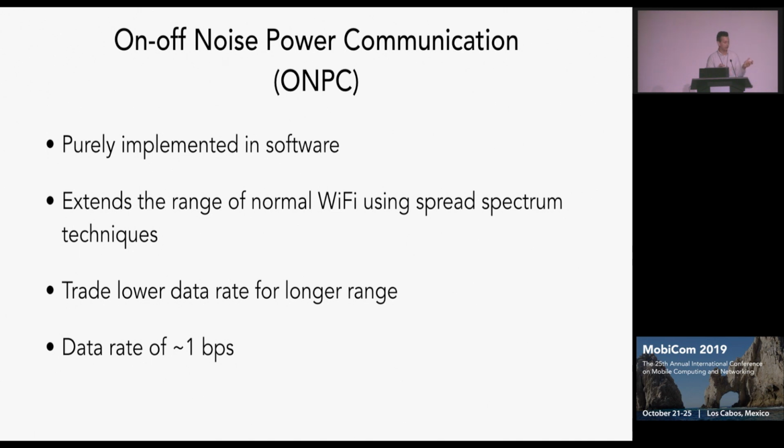It extends the range of Wi-Fi using spread spectrum techniques. And so we're trading off a lower data rate for longer range. Now the data rate is quite slow, 1 bit per second, but given that we weren't able to communicate before, 1 bit per second is a huge improvement over no communication at all. And for our application, that works, because for an IoT device, just telling you if it's online or offline, 1 bit per second is enough. Or to send out something that's not read very often, 1 bit per second is enough for our application.